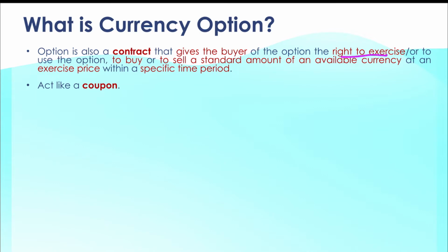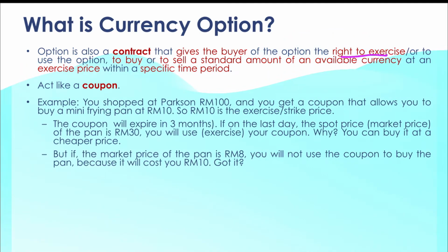Do you know what a coupon is? For example, if you spend your money at 4 cent, you will get a coupon that allows you to buy a mini frying pan at 10 ringgit. So with this coupon, you are able to buy a frying pan at 10 ringgit only. And this coupon will expire in 3 months. So 10 ringgit is the exercise price, or we also know it as the strike price.